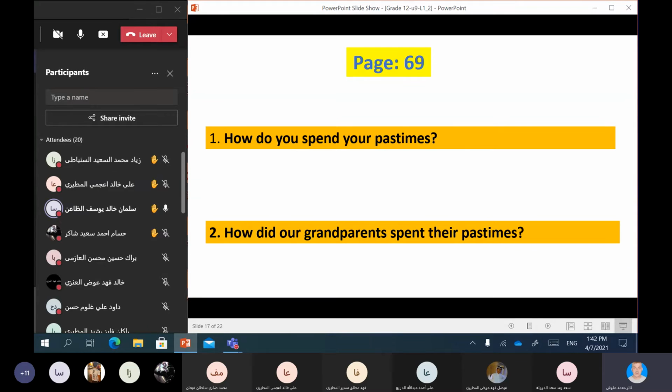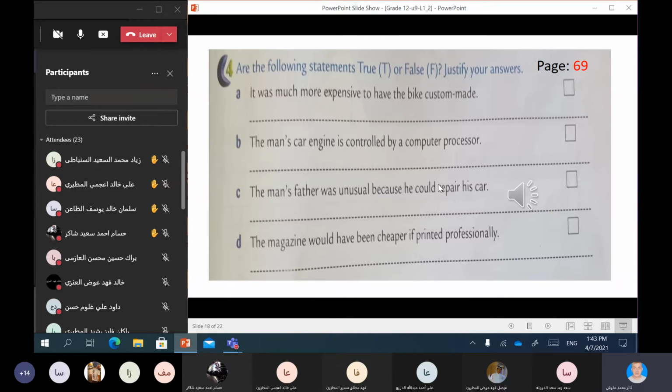By gathering and telling tales, maybe. Yes, correct. Ali Khalid? By reading stories, maybe, or magazines. Yes, Ziad Muhammad? By visiting one another. Thank you. Hussam? By playing traditional games and visiting one another.